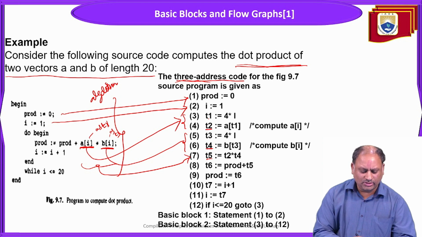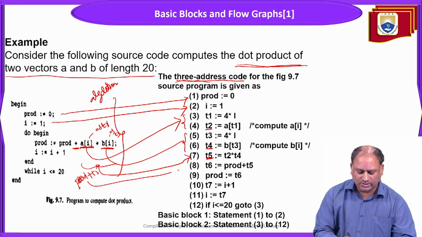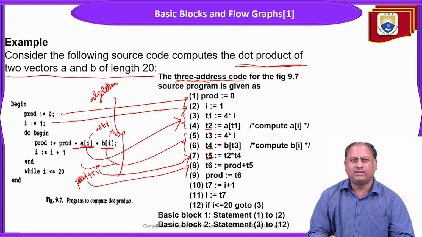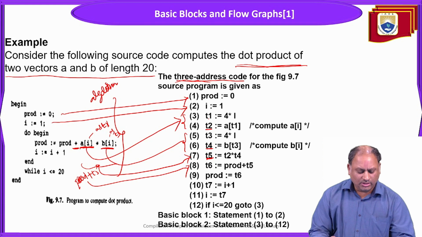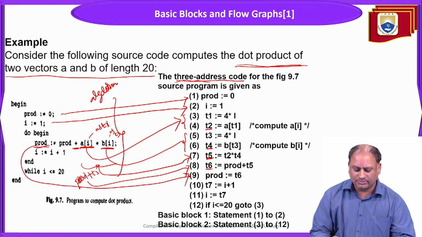Next we have to apply the plus operation: the prod plus this T5. So we are going to write this as product plus T5. That is to be considered as the 8th step. Now the result is to be assigned. Now we are going to get the result in T6. The final result is in T6, that is to be assigned as this final product. So this final product is to be written as the ninth step.